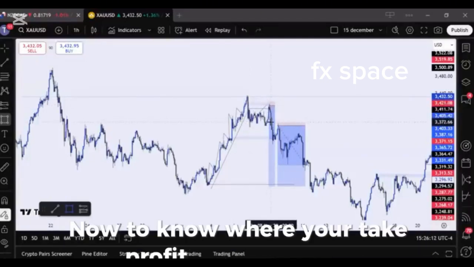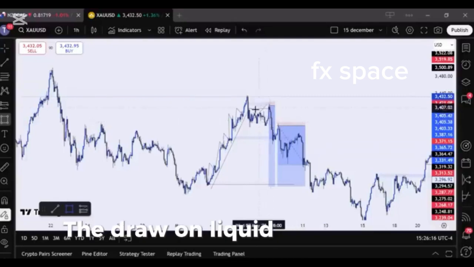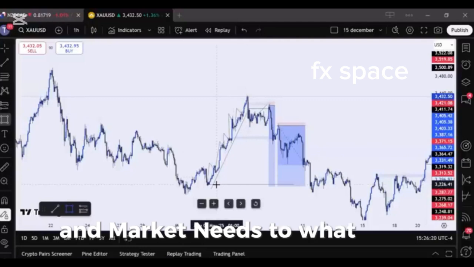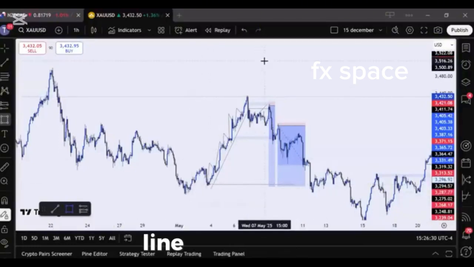Now to know where your take profit level will be, you look for what? Draw on liquidity. Now the draw on liquidity that we can see here easily is what? Trend line liquidity. And market needs to what? Clear that draw on liquidity. So since the market has not yet cleared that draw on liquidity, do not start looking for trades to reverse the direction of the market until market successfully clears this trend line liquidity here.